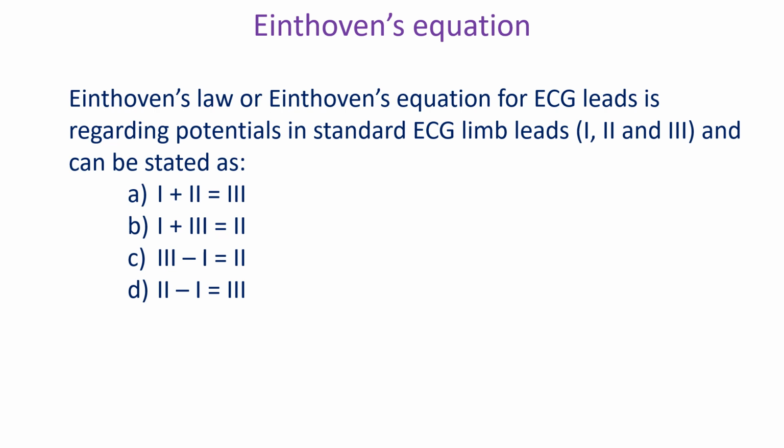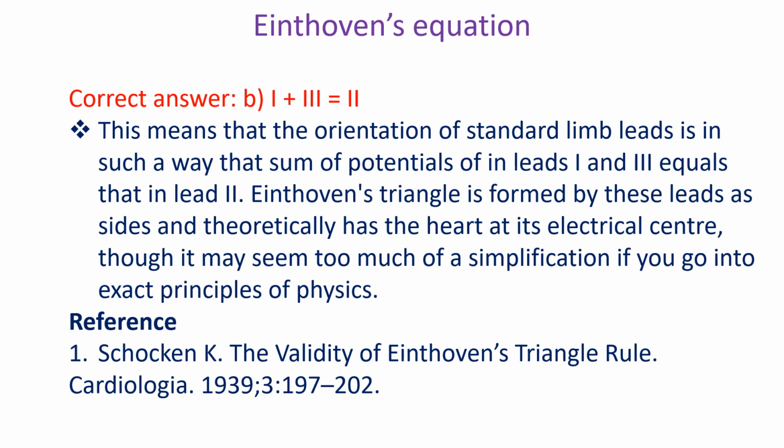Einthoven's law or Einthoven's equation for ECG leads is regarding potentials in standard ECG limb leads 1, 2 and 3 and can be stated as: A. 1 plus 2 is equal to 3, B. 1 plus 3 is equal to 2, C. 3 minus 1 is equal to 2, D. 2 minus 1 is equal to 3. Correct answer B. 1 plus 3 is equal to 2.